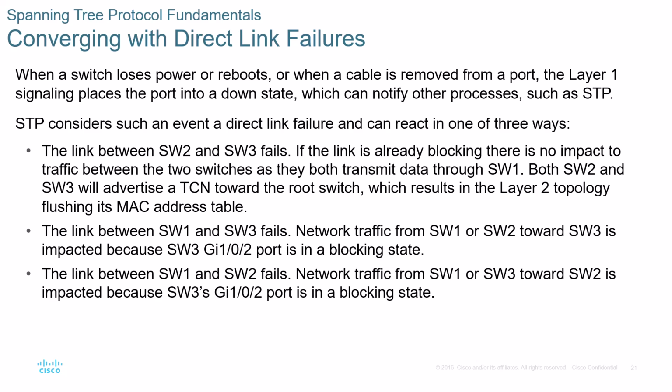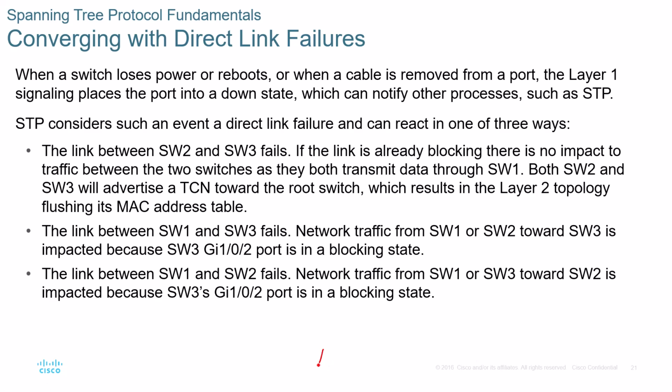So when a switch will lose power or reboot, when a cable is removed from a port, we have layer 1 saying, hey, port state's down. We can notify other processes, such as STP, in such a way. So STP considers such an event a direct link failure, and it can react in an appropriate manner. If the link between the two switches fails and the link is already blocking, there is no impact.